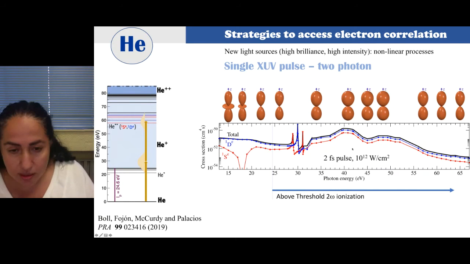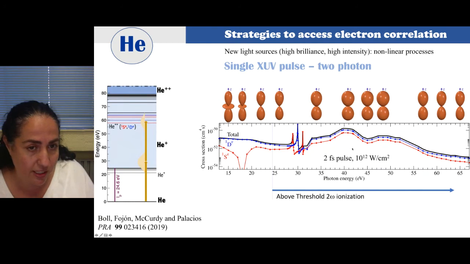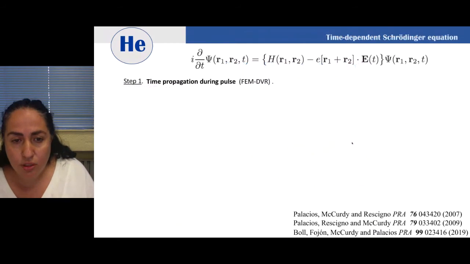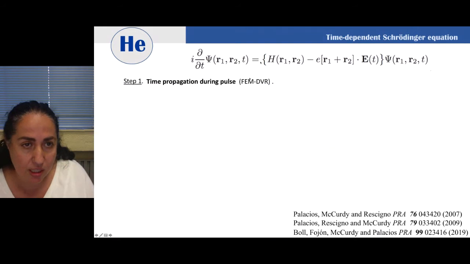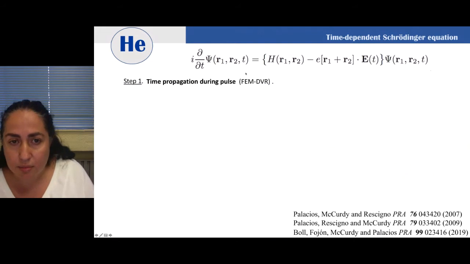And I will go over some of them in the following, but first let me briefly comment how this data has been obtained. We solved the time-dependent Schrödinger equation in full dimensionality. So in the first step, we just perform a time propagation during the presence of the pulse. We use a numerical representation of the wave function using a finite element method within a discrete variable representation.